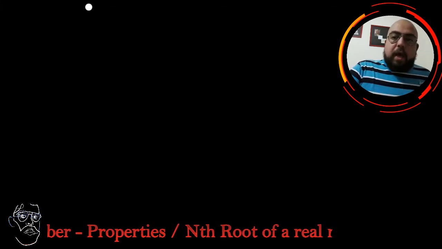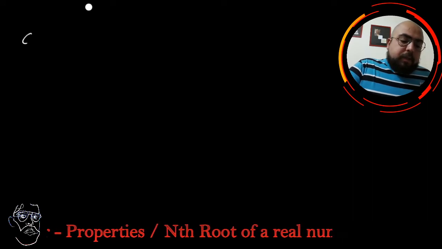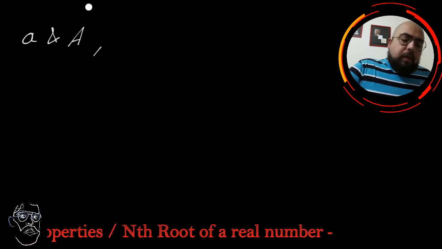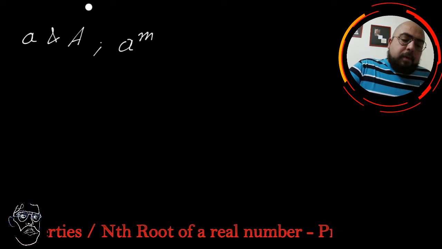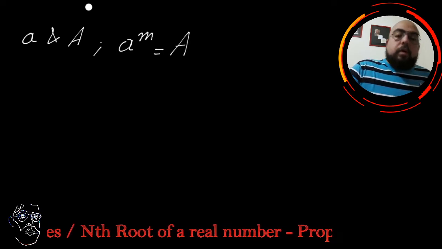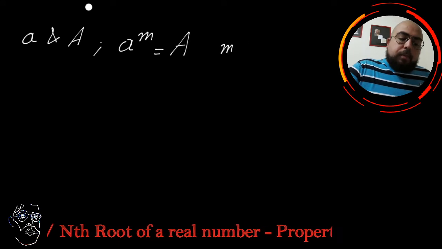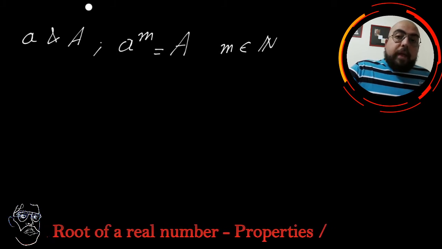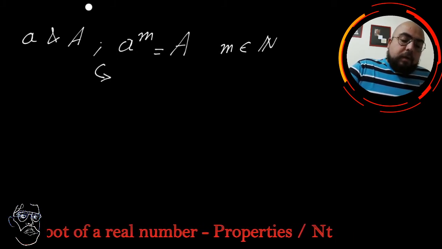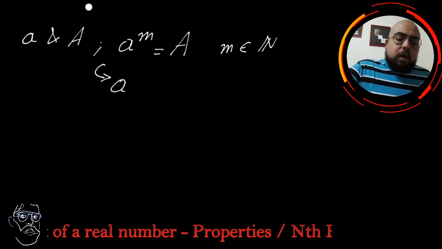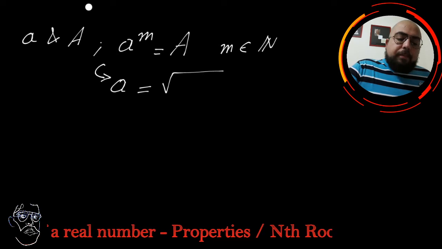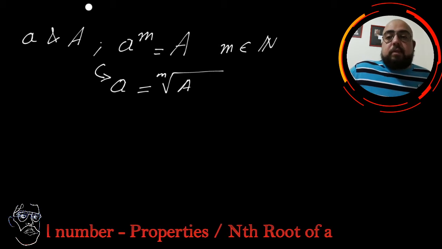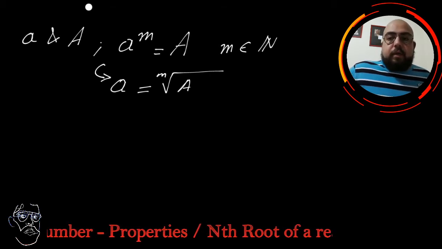Let's first consider that we have two real numbers, a and capital A. Whenever I write down a to the power of m is equal to capital A, and of course m should be a value belonging to the natural numbers, when I try to find the value of small a, it will be the mth root of A, and this is how you find the nth root of a certain real number.